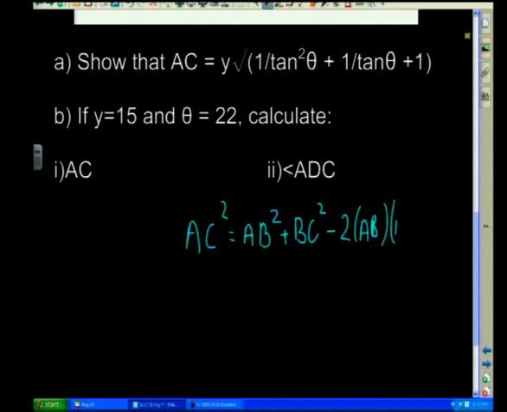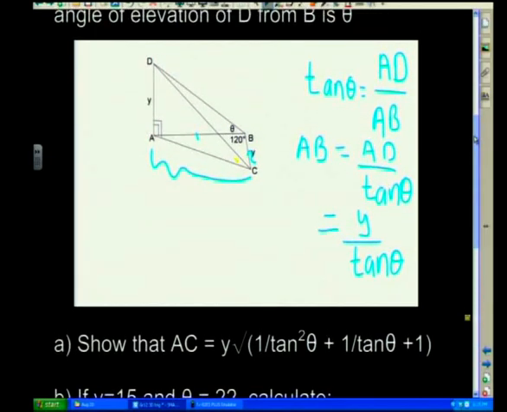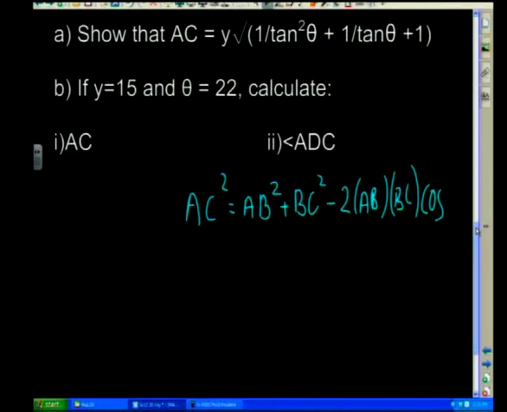If you wanted to, guys, you could have labeled these with little a's and little b's and little c's, but because we've got so many triangles together here, I'm just leaving them as the names of their sides. So we've got minus 2 times AB, BC, cos of the included angle, and here our included angle was 120 degrees. So I'm just going to put that in, and hopefully it'll all work out very nicely.